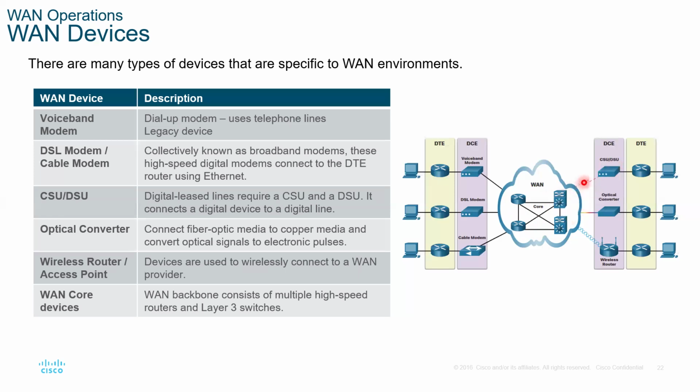From here, I can see this is a serial link. Okay, leased line, serial link, same thing. This is a fiber link. This is wireless. This is cable. This is DSL, telephone lines, voice. Okay, so these are the devices that we have.